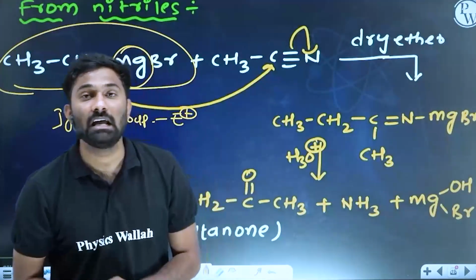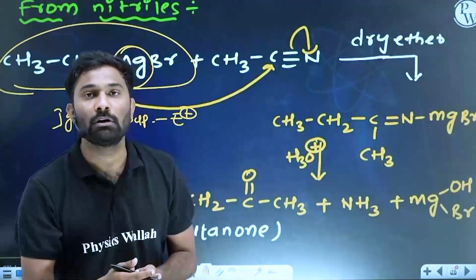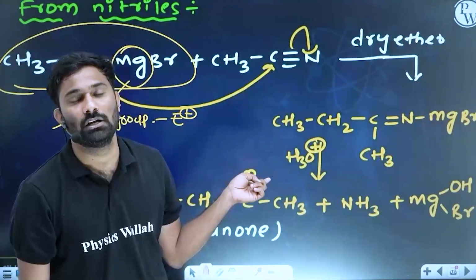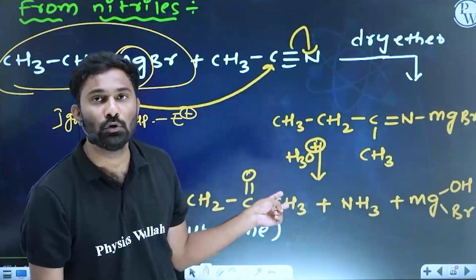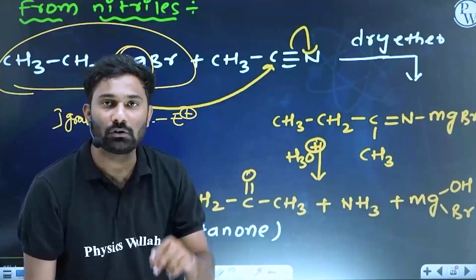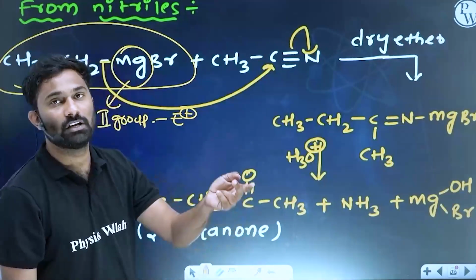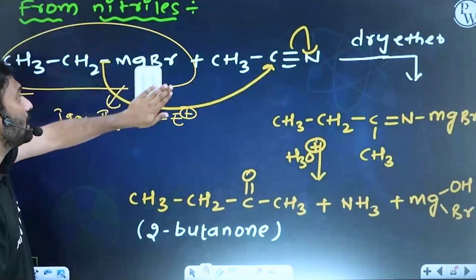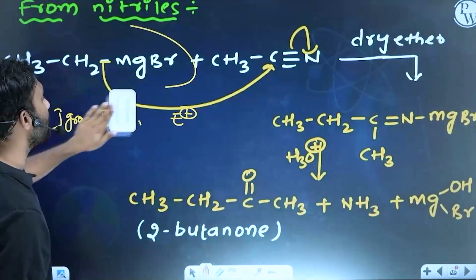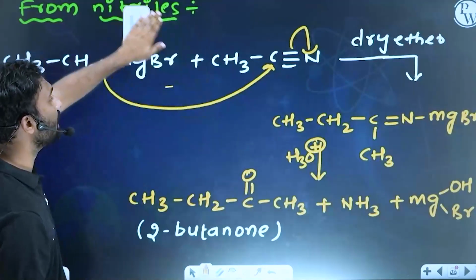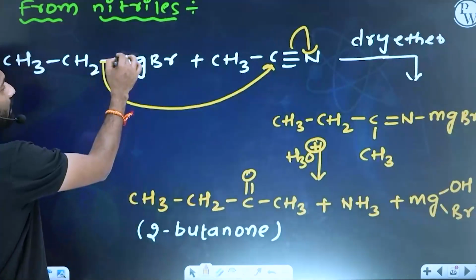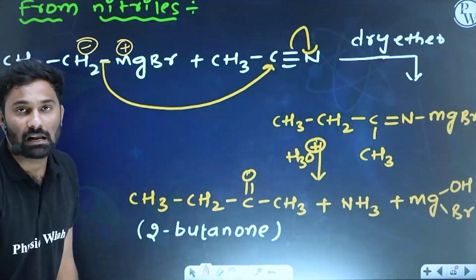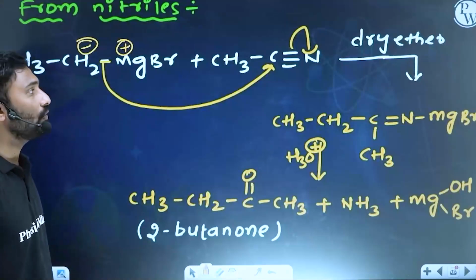Because if a group 1 metal loses one electron, it will reach the noble gas electronic configuration. Now group 2 metals, if they lose the 2 electrons, they will reach the noble gas electronic configuration. That is why metals always exist in which state? They will exist in the electropositive state only. That is why this metal will get the positive charge and this carbon or alkyl will get the negative charge.